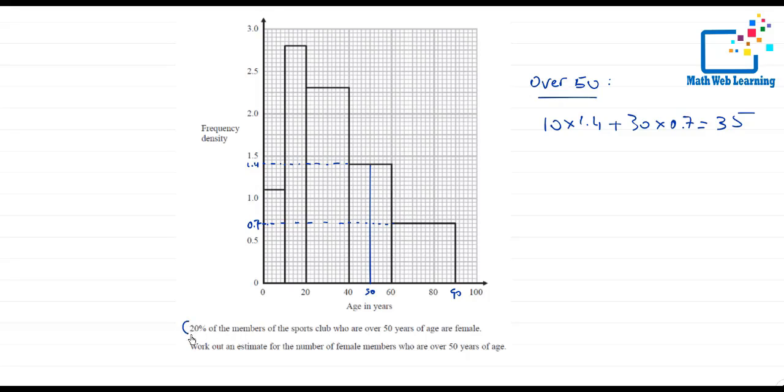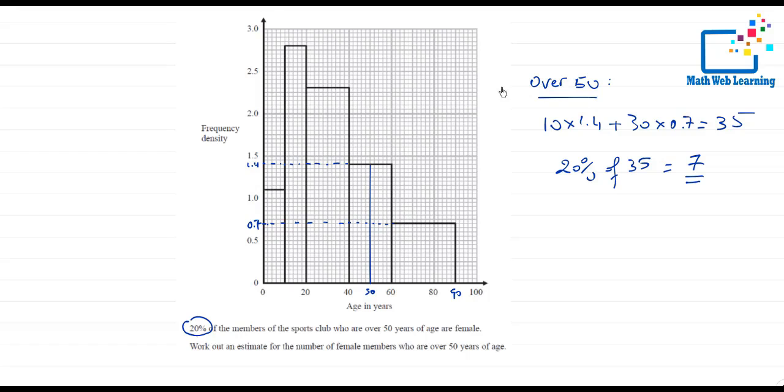I circle it. It's clearly said here that 20% of the members who are over 50 are female, so we need to do 20% of 35, which gives you 7. So there are 7 females over the age of 50 in that club. That is the answer to question 13.